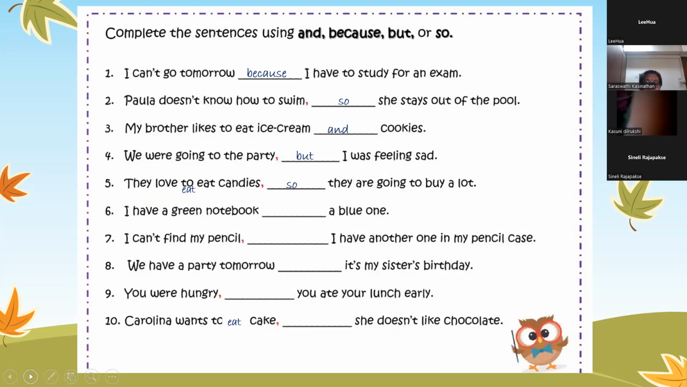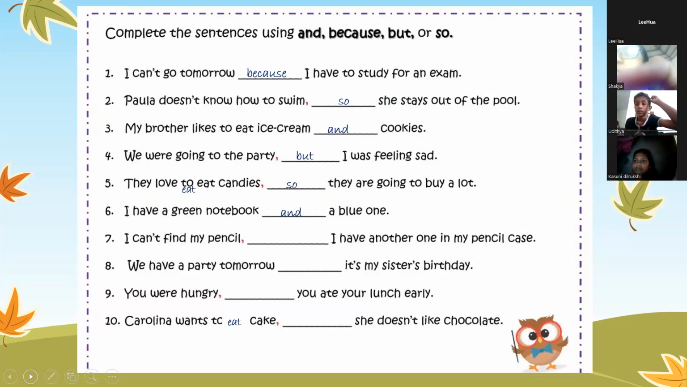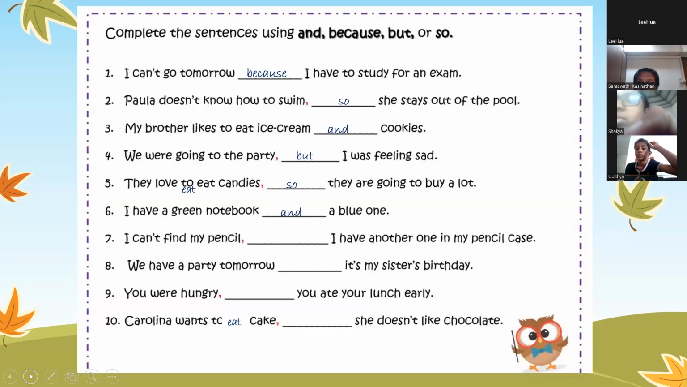Okay, number 6. I have a green notebook and a blue one. Number 7. I can't find my pen, but I have another one in my pencil case. Okay, I can't find my pencil. So it's contradicting. Yes. Very good. It's contradicting. I can't find it. However, or but I have another one in my pencil case. Okay. Number 8. We have a party tomorrow because it is my sister's birthday.